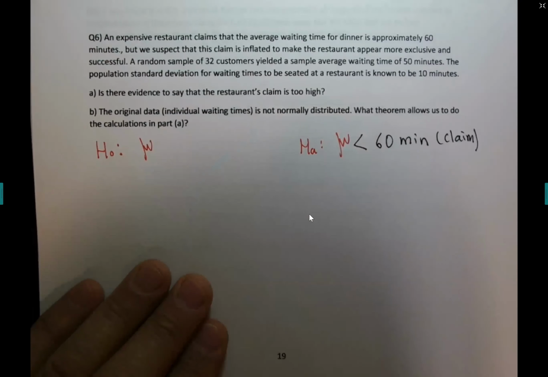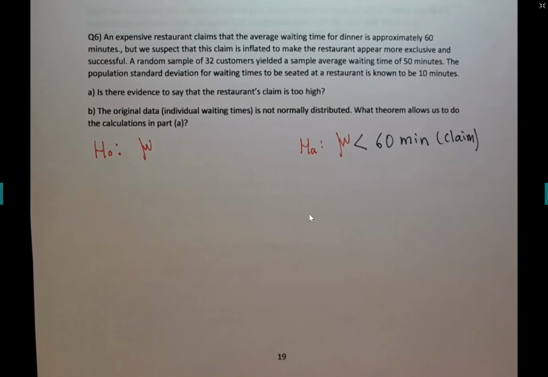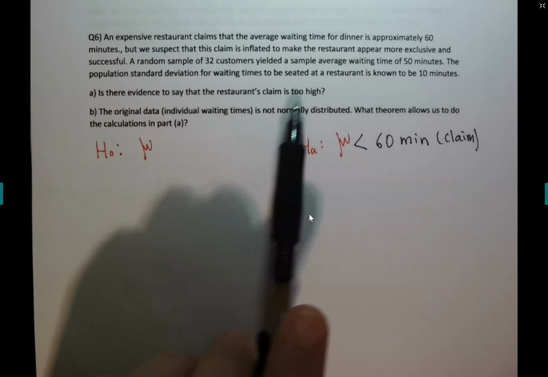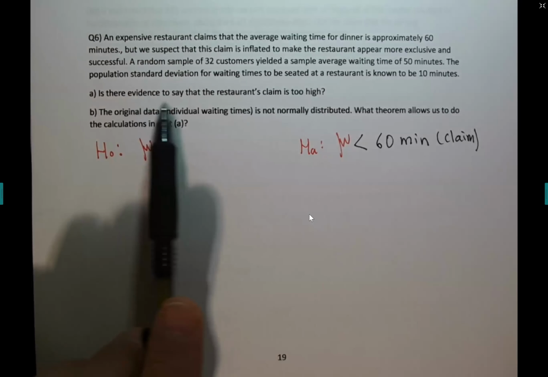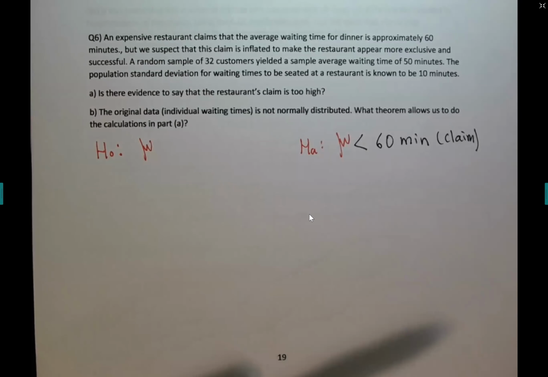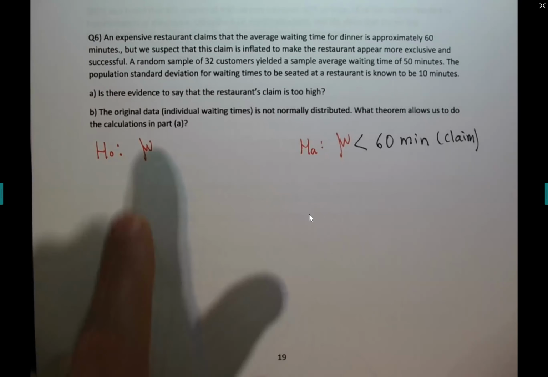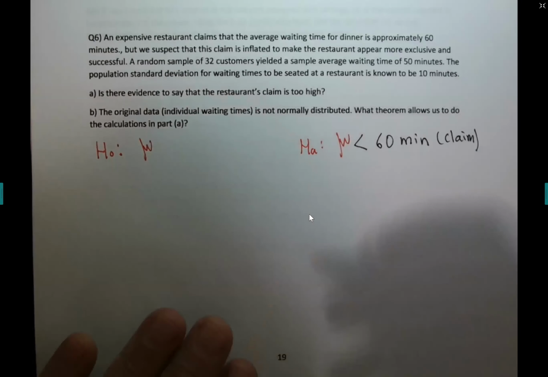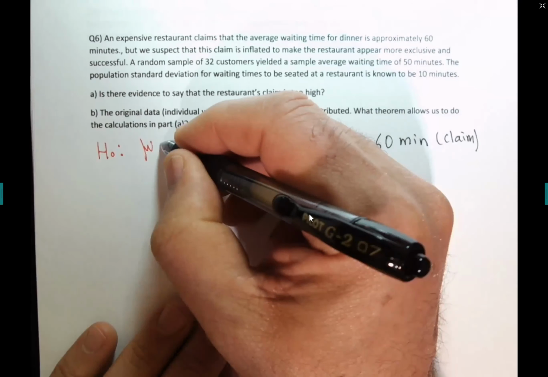Sometimes he gives you the claim in a straight inequality, and other times he just puts some simple English words and wants you to interpret that. When you say is there evidence to think that the restaurant's claim is too high, that means it should be lower. That's what we think. When I say it's too high, that means probably it is lower than what you're telling us. That's what we say. So can you guys tell me what you said now about H0 is correct?